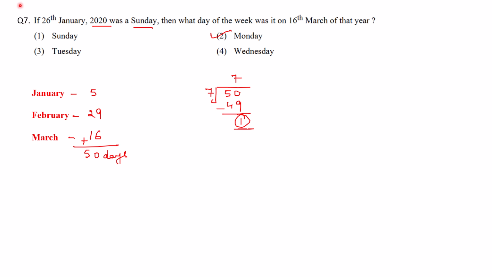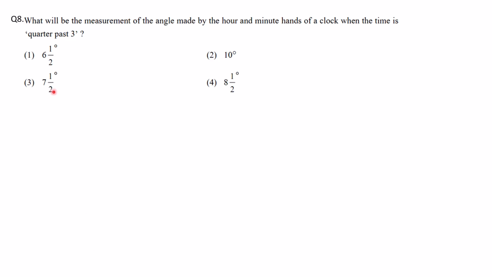Now moving to question number 8. Now question number 8, what will be the measurement of the angle made by the hour and minute hand of a clock when the time is 3:15? Now 3:15 means the time is 3:15, isn't it? So there is a formula to find the angle made by the hour and minute hand, and the formula is mod of 30h minus 11 by 2m. Now what is the meaning of h? H means hour, m means minute. So here your h is 3 and minute is 15.